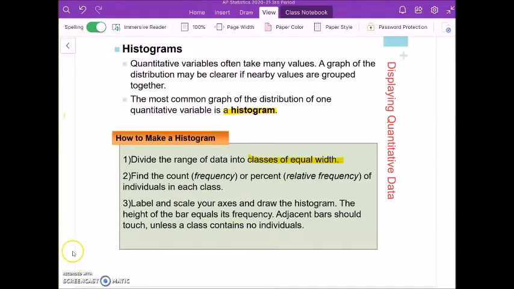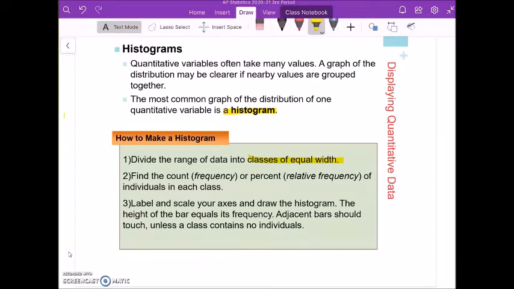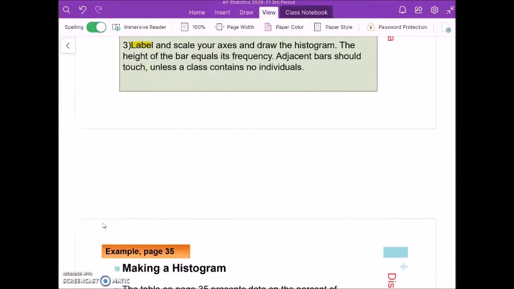Anyway, you always want to make sure that the bars are equal widths, and then you can make your histogram either using counts, which we call frequency, or relative frequency, which are percents. Either of those is fine. You just have to label your axes so we know what is going on. The height of the bar represents the count if you're using frequency, or the percent if you're using relative frequency. Again, the bars should touch unless that class actually does not contain any values at all.